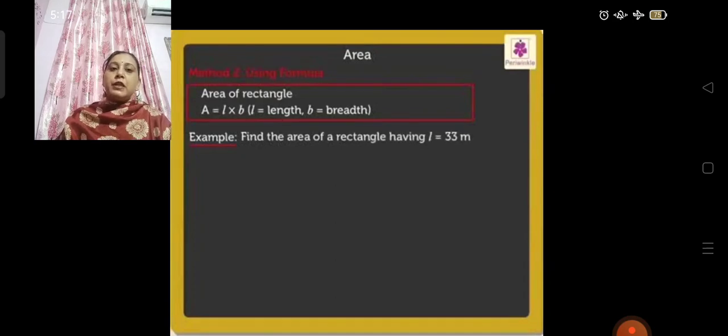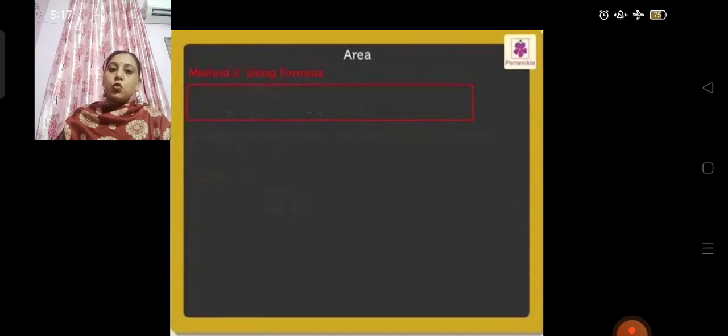Now I have to find the area of the rectangle having length 33 meters and width 10 meters. Again I know the formula to find it, that is length into width. Now I will put length as 33 and width as 10. So my area will be 330 square meters. Why am I writing square meters here? Because meter is given.